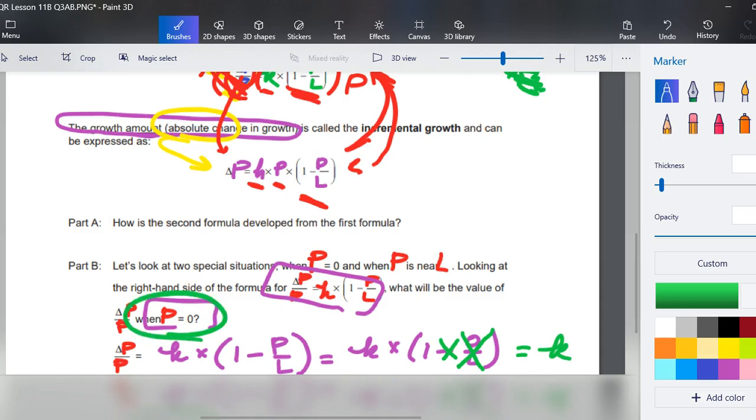Something to note in your notes. When the population is 0, then our growth rate, our change in P over P, our relative change, is just K, the constant of proportionality. Make a note of that.